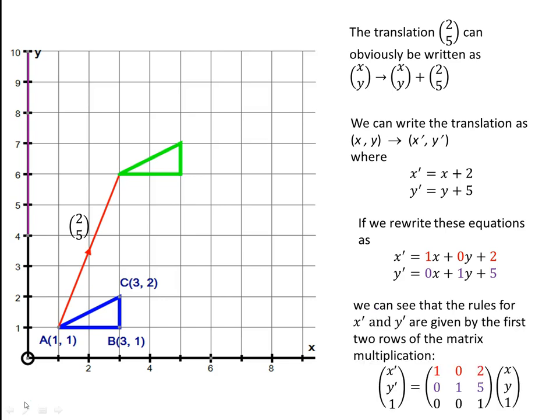And we can see that these two rules for x' and y' are given by the first two rows of the matrix multiplication [1, 0, 2; 0, 1, 5; 0, 0, 1] times (x, y, 1). In other words, we are able to represent a translation in two dimensions by using a 3 by 3 matrix.